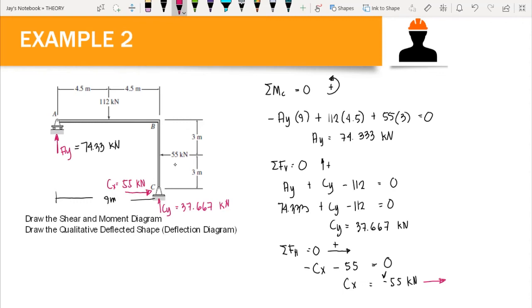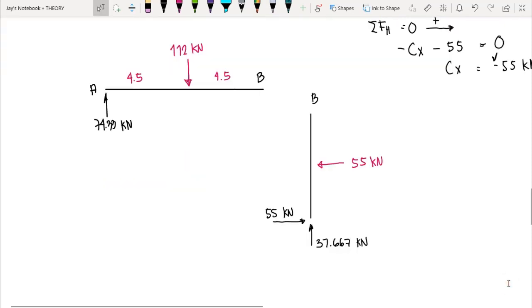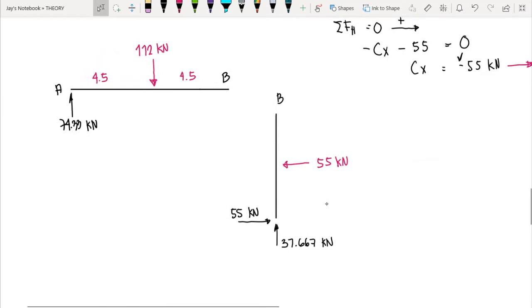So let us try now to draw the shear and moment diagram. Now again, since we have two members here which has different orientation, so we can draw the shear and moment diagram of each member individually or separately. So let's try to cut our section at point B. So we have horizontal member and vertical member. So if we cut our frame at point B, then we would have two members here with different orientation. So we have horizontal member and the vertical member of our frame.